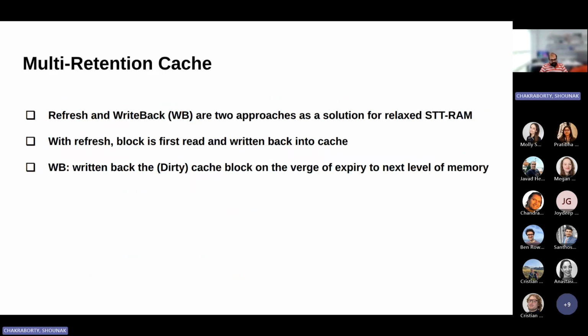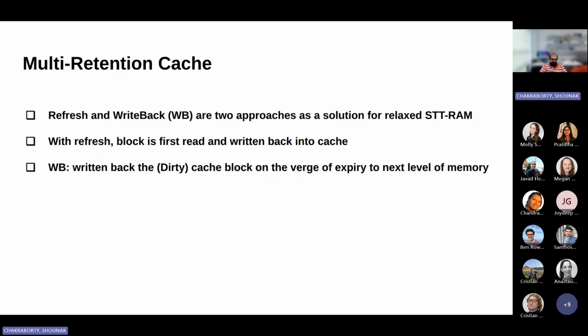So a multi-retention cache could be a solution, where we have multiple retention zones on a single cache memory, and refresh and write-backs are the two approaches as a solution for relaxed STT-RAM. Once a cache block is on the verge of expiry of its retention time, either you refresh that block so that your retention time counter is reset at that time, or you write back the data to the next level of memory, in this case the off-chip memory, which is really costly, to maintain functional correctness. But if you don't have dirty data and it's on the verge of expiry, instead of writing it back, you can simply invalidate that block.